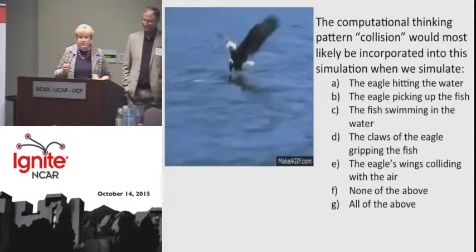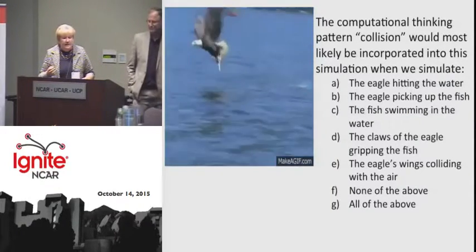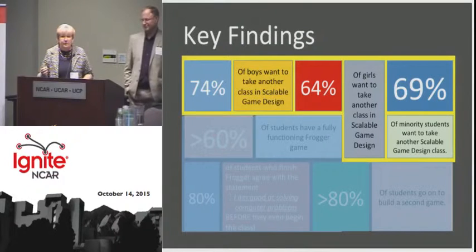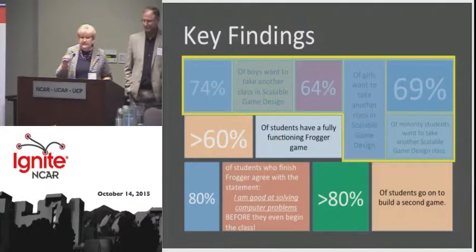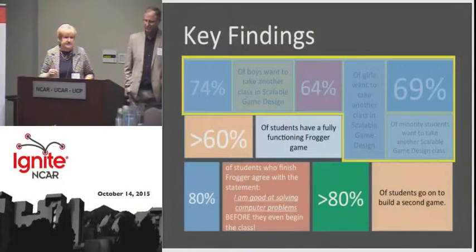We've done quite a bit of research on this and asked students how they felt going forward. Would you like to continue to take another class in this? More than 60% of our kids say absolutely. 74% of the boys, 64% of the girls, 69% of the minorities want to take another class. Even more importantly to us is that the kids are successful in this. Over 60% of our kids have a fully functioning game.